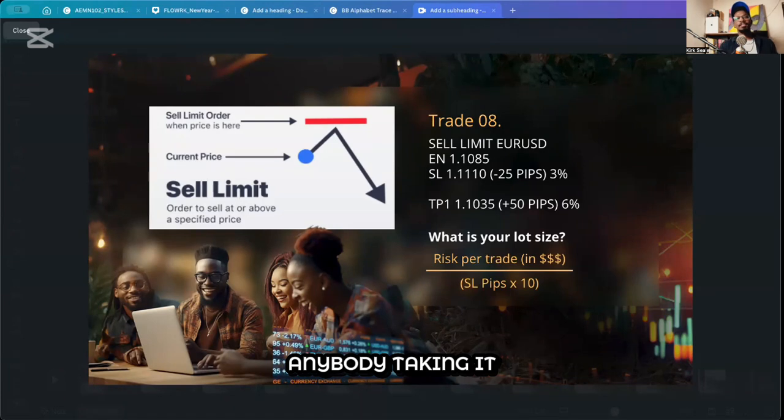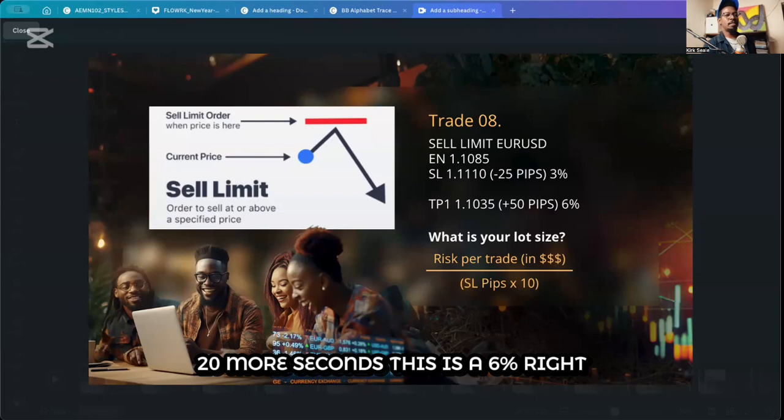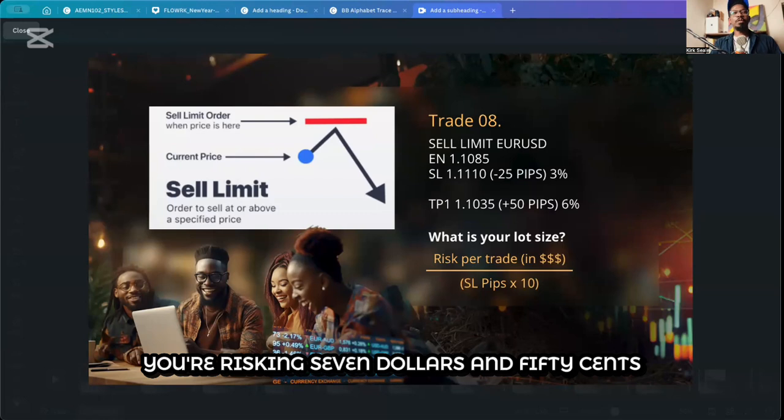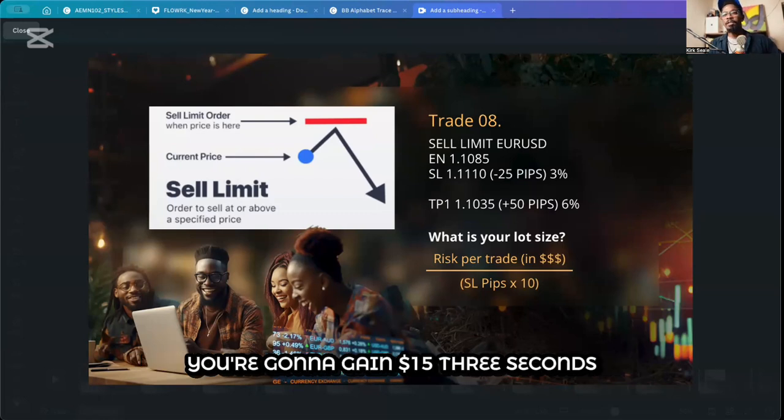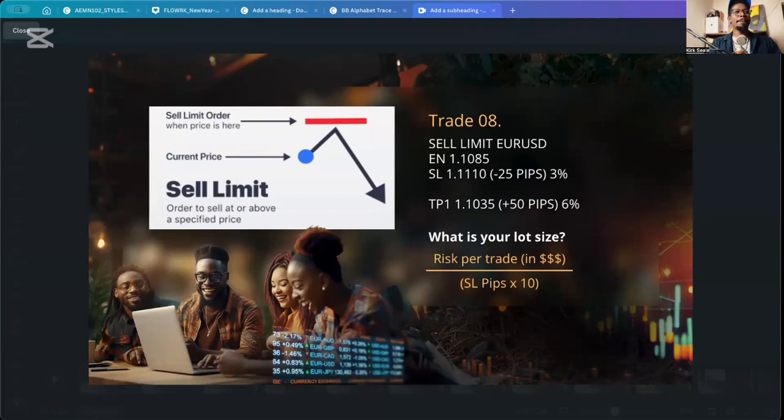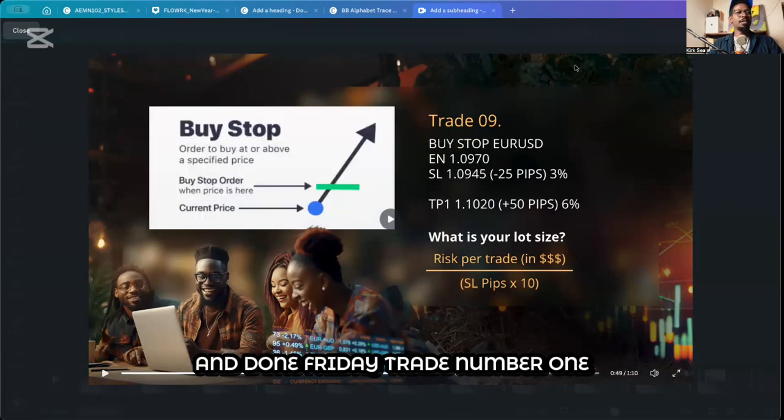Anybody taking it? I'll give 20 more seconds. Like this is a 6%, right? You're risking $7.50. You're going to gain $15. 3 seconds. And done. Friday, trade number 1.